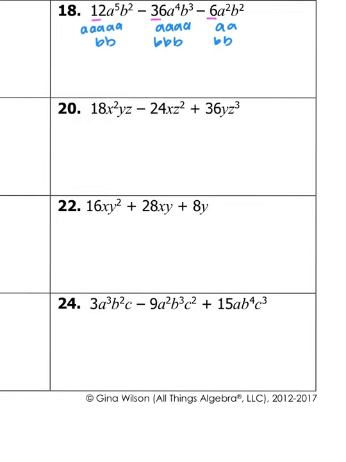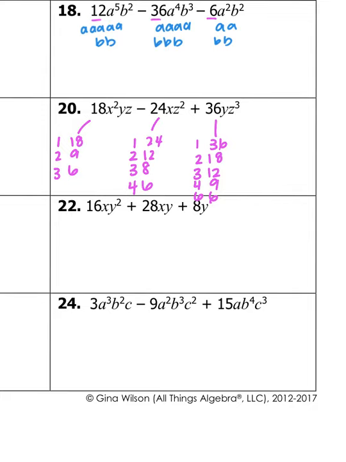All right, I'm going to do number 20 with you. Let's do 20 next. So if I write down all my factors of 18, I'd have 1 times 18, 2 times 9, and 3 times 6. For 24, 1 times 24, 2 times 12, 3 times 8, and 4 times 6. For 36, 1 times 36, 2 times 18, 3 times 12, 4 times 9, and 6 times 6. So if we look at our greatest common factor, 6 goes into all of them. So I know I'm factoring out a 6.